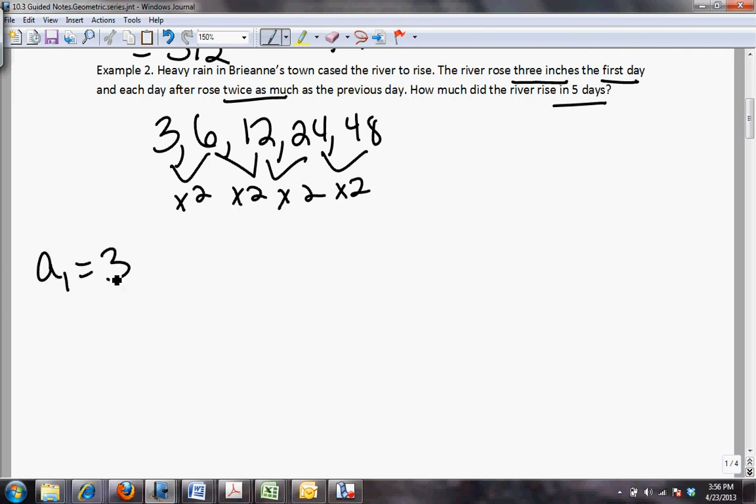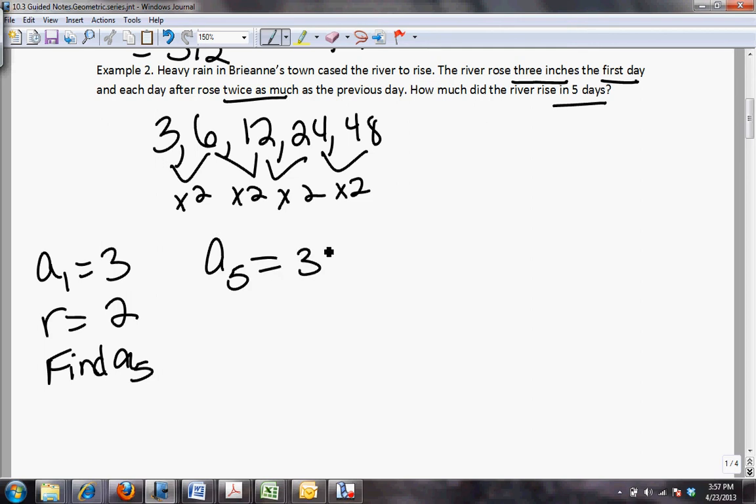That's how we could do it by hand, but we could also write it out with the formula. A1 is equal to 3, that's the first day. The common ratio is 2, and we want to find A5. So A5 will be equal to A1 times the ratio, 2, to the power of 5 minus 1.